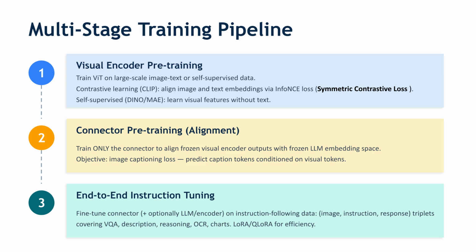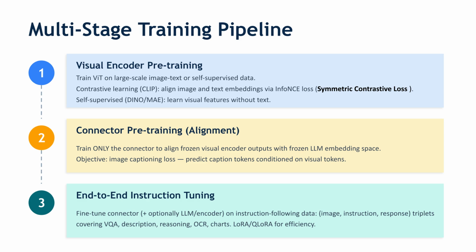Stage 2 is connector pre-training, or alignment. In this stage, we freeze both the visual encoder and the LLM, and train only the connector module. The objective is image captioning loss, where the model predicts caption tokens conditioned on the visual tokens. This teaches the connector how to translate visual features into the LLM's language.